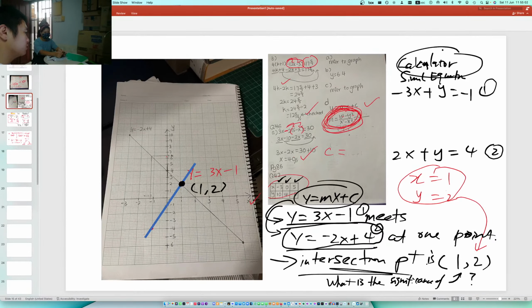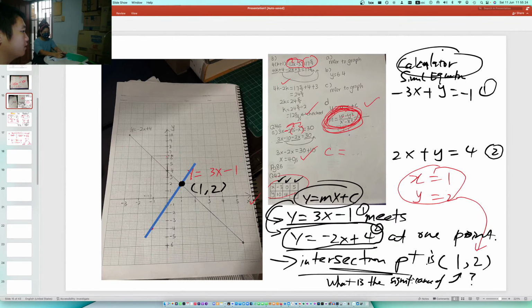So first thing first, the significance of this intersection point is the solution to the simultaneous equations, right? Okay, why do you need to get it into y equals to mx plus c format in the first place? Because it's a graph question. If you get it into y equals to mx plus c format, you can read your m immediately.